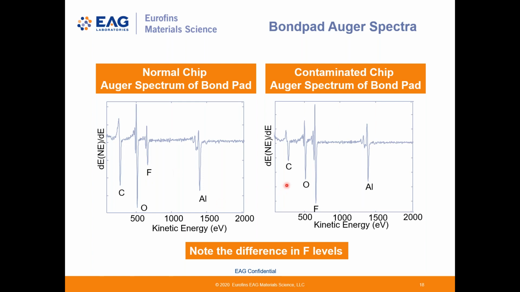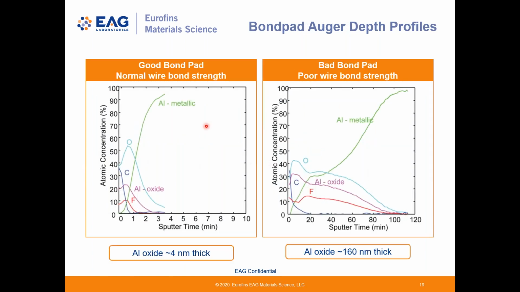On the right, we see a much different Auger spectrum from the bad bond pad, and here fluorine is the dominant peak, indicating much higher fluorine intensities than is typical. And here we can also acquire Auger depth profiles to measure the oxide layer thicknesses on these two pads. Here we are again monitoring the peak intensities of aluminum, oxygen, carbon, and fluorine as a function of sputter depth, sputter time in this case.